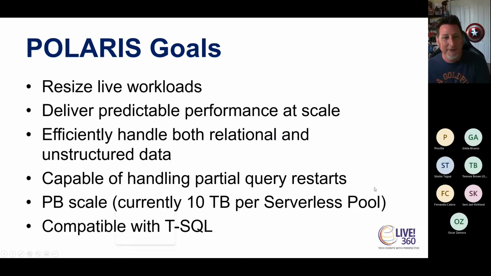And here we go. All right, so Polaris goals. When we started developing the Polaris engine, part of the goals were to be able to resize live workloads, deliver predictable performance at scale, efficiently handle both relational and unstructured data. We want to be capable of handling partial query restarts and petabyte scale. Currently, there's actually a limit. It's lower than this. It's about 400 gigabytes per serverless pool. 10 terabytes was the initial goal. That's going to raise over time. But for right now, it's still about 400 gigabytes.